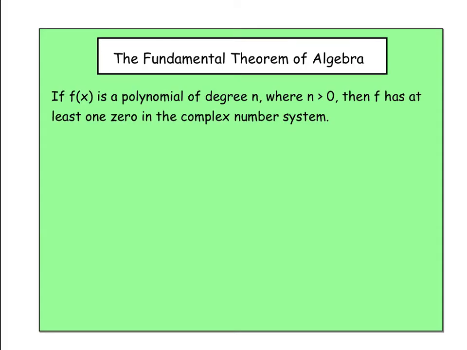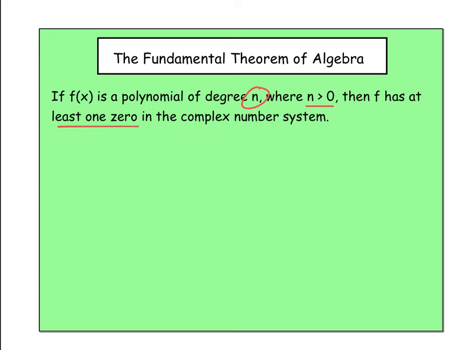Hello, everybody. So we'll talk about the fundamental theorem of algebra here. It's going to tie into polynomials and finding their complex solutions. Basically, the fundamental theorem of algebra itself says if f of x is a polynomial of degree n, and again, n has to be greater than 0, then f has at least one zero in the complex number system. That might not seem like it's telling you all that much. It's just saying it has at least one zero.